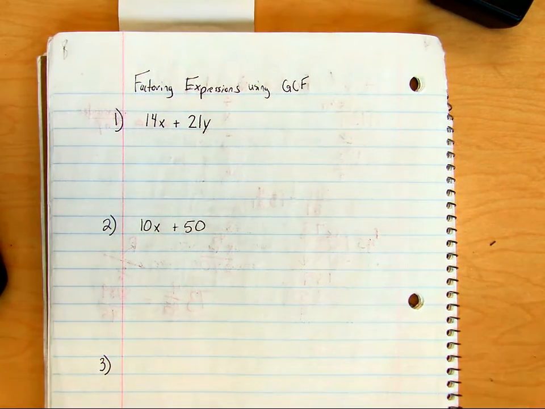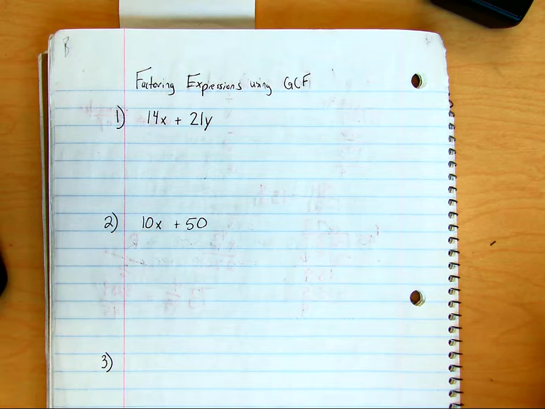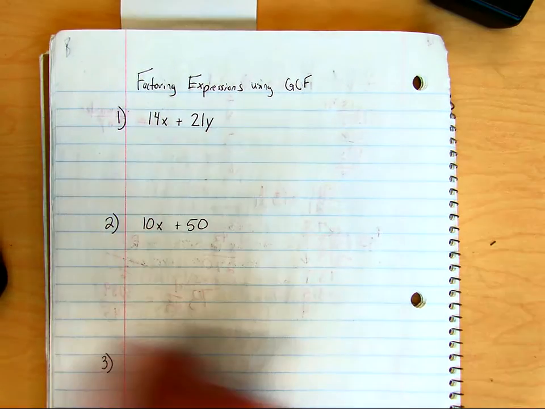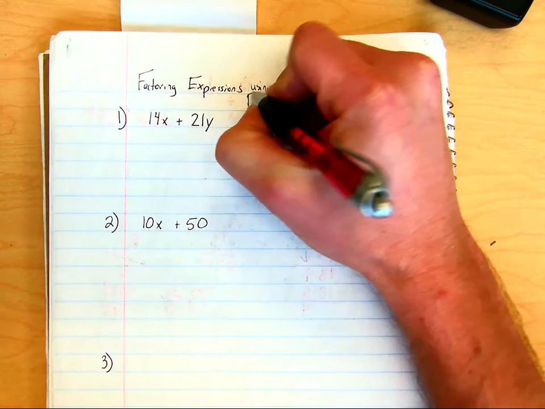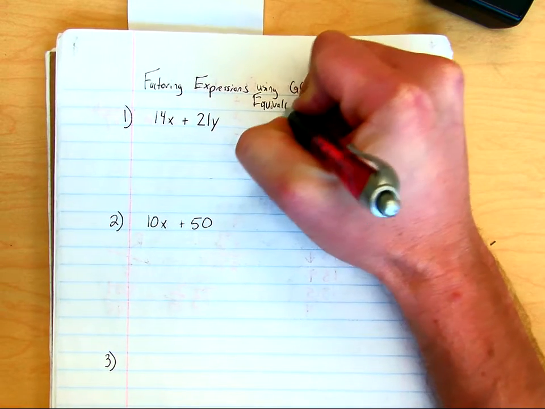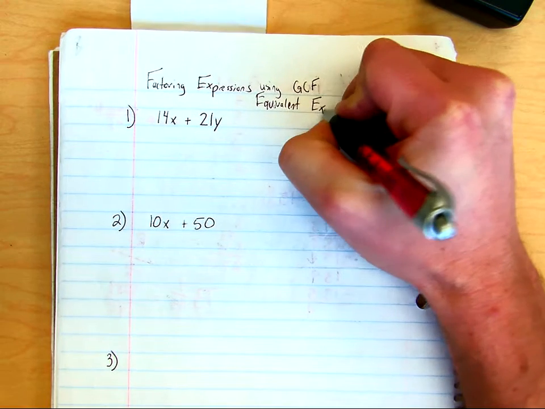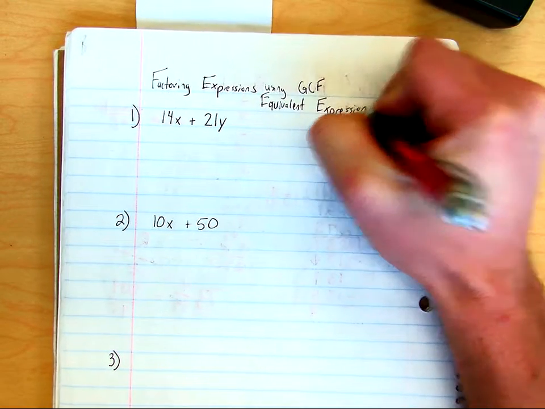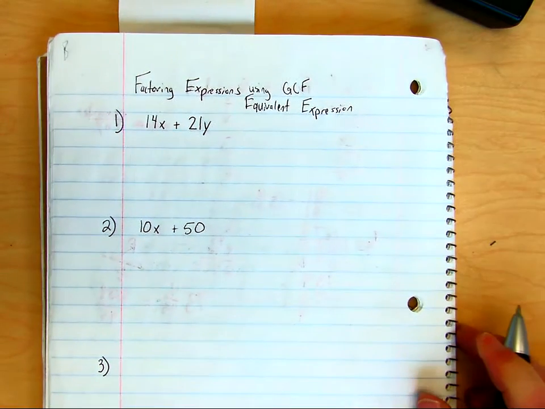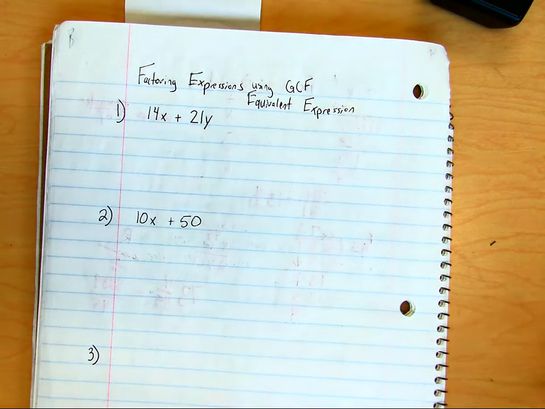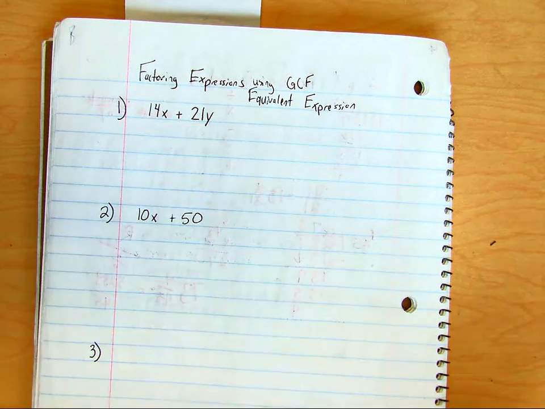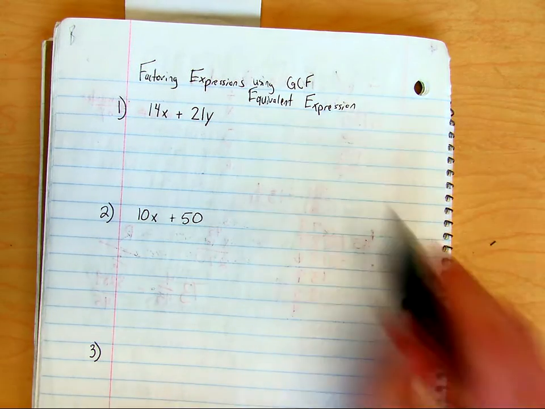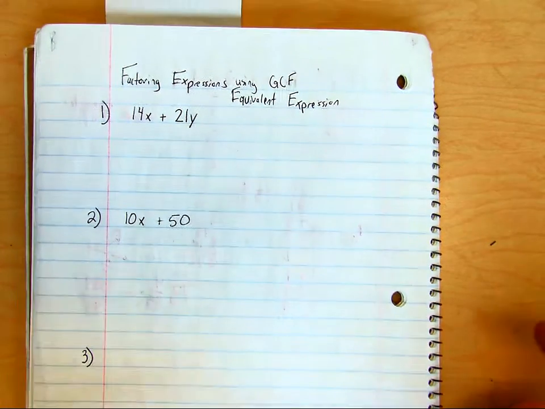Alright, so today we're going to look at factoring expressions using the greatest common factor, and we're going to start with 14x plus 21y. So we're looking for an equivalent expression. And the point of doing this is sometimes it's helpful to work with something in a different form. Sometimes you might see it in a different form, so we're just trying to become familiar with the different ways you might see something that actually are equivalent or equal to each other.